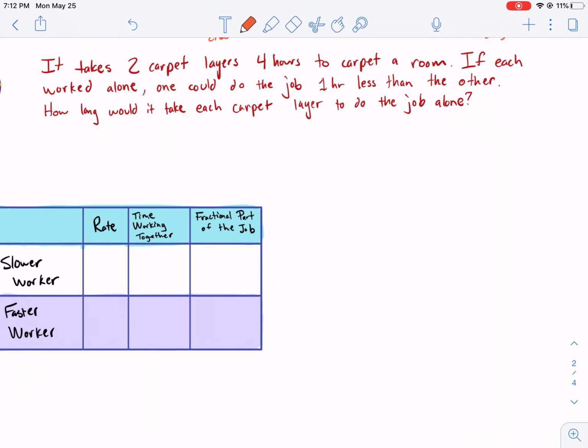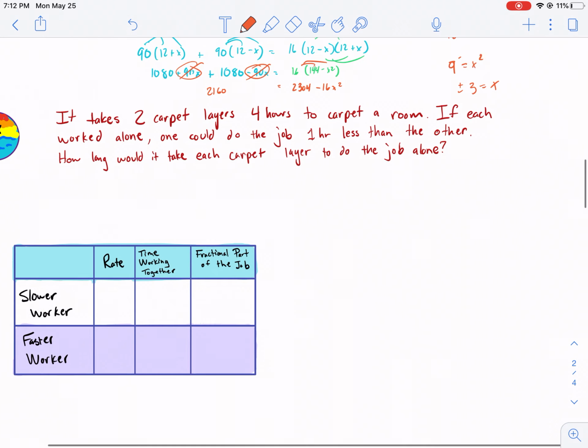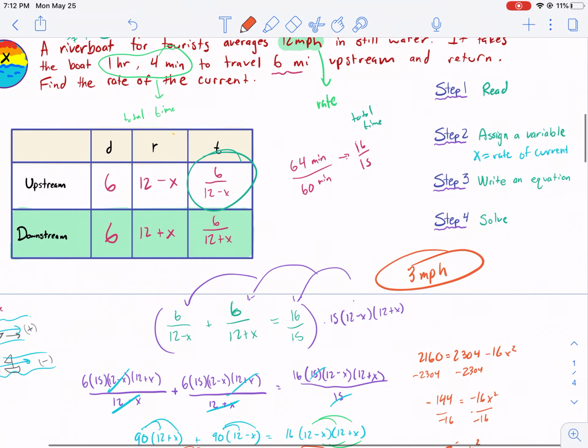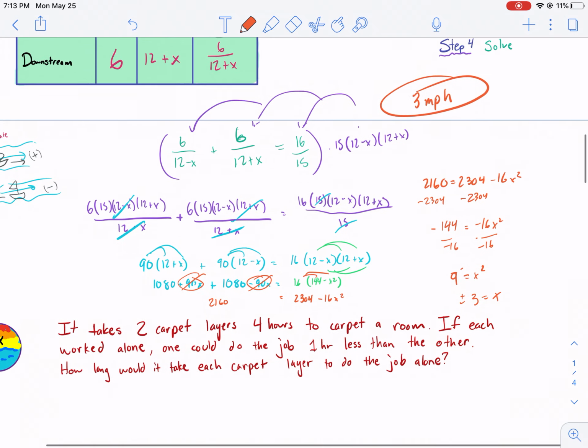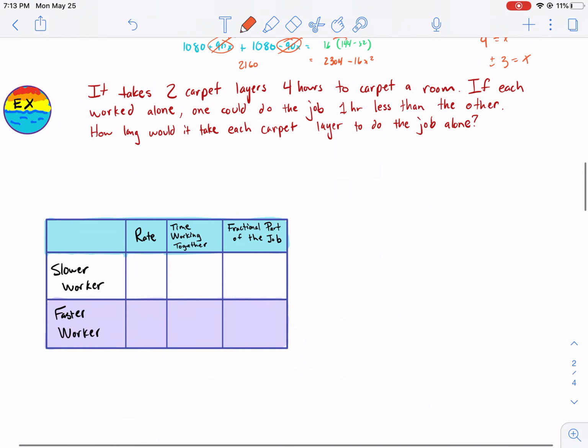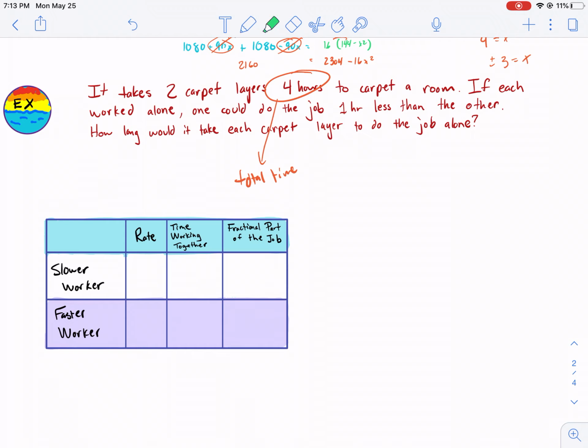Okay, so we have a couple variables here. We're going to try to follow the same process. Number 1, read. 2, assign a variable. 3, write an equation. 4, solve. So number 1, we read, and we have 2 carpet layers. That's not hugely important. Here we have total time. This is usually pretty important. Okay, so that's something we're going to take into account to carpet a room. If each worked alone, one could do the job 1 hour less than the other. So then we have another clue here, 1 hour less than the other.